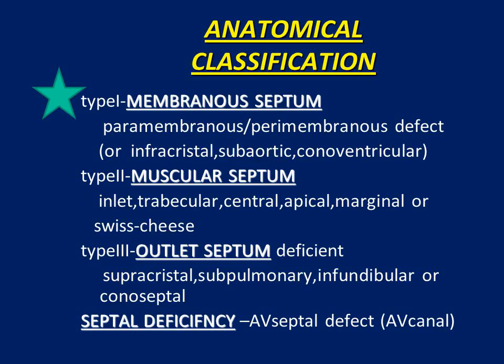Anatomical classification. Type A, membranous septum: paramembranous defect, or infracrystal, subaortic, conoventricular. Type B, muscular septum: inlet, trabecular, central, apical, marginal or Swiss cheese. Type C, outlet septum deficient: supracrystal, subpulmonary, infundibular or conoseptal. Type D, septal deficiency of the canal.